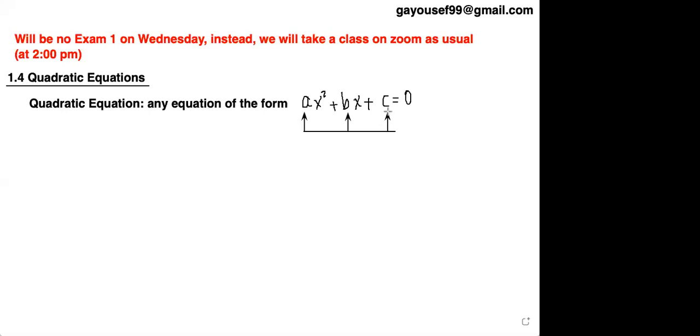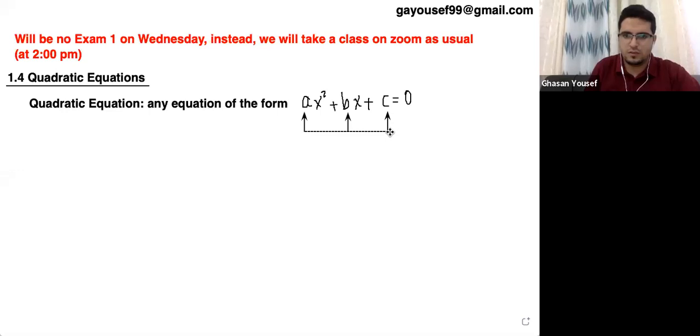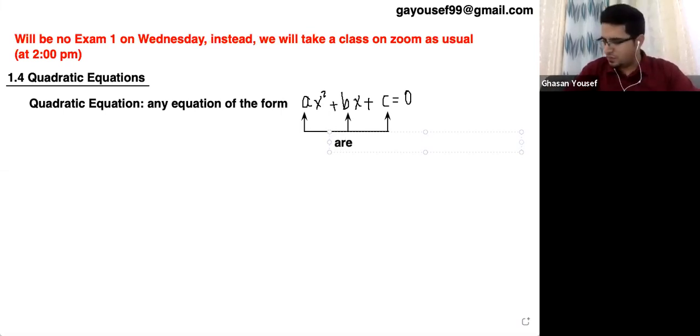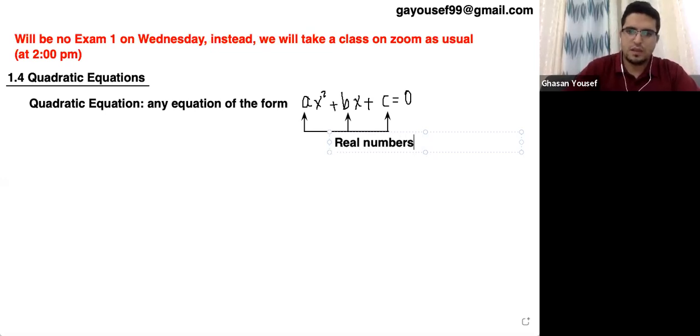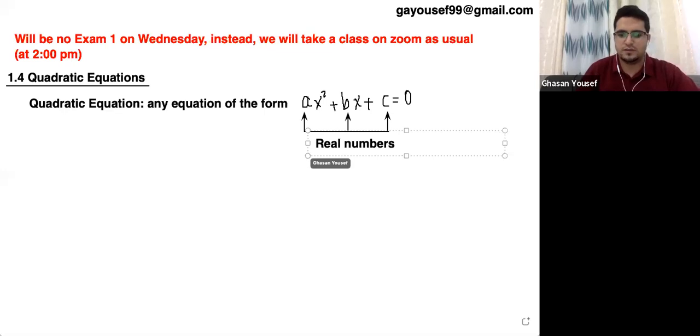We should know all of them are real numbers. And we also have to know a is not equal to 0. This a must be not equal to 0.